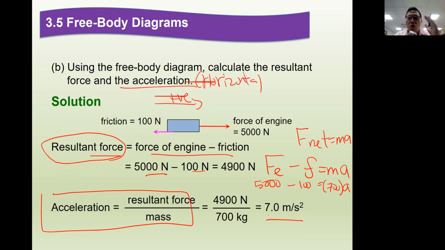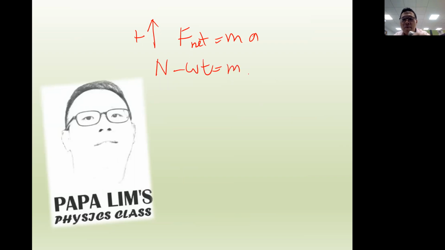I don't even need to use Newton's law on the vertical axis. But if I want to use the vertical axis, I take up as positive. You'll find that F net equal ma is the normal reaction force minus the weight of the object, equal to ma. But remember, the car is not moving up and down, it's moving horizontally. So vertically he's not moving, and the acceleration in the vertical axis is 0. Because of that, reaction minus weight equals 0.